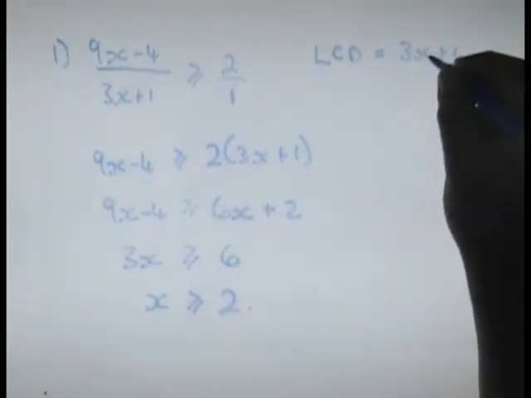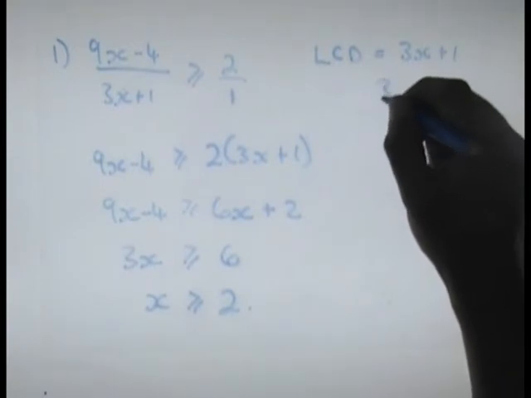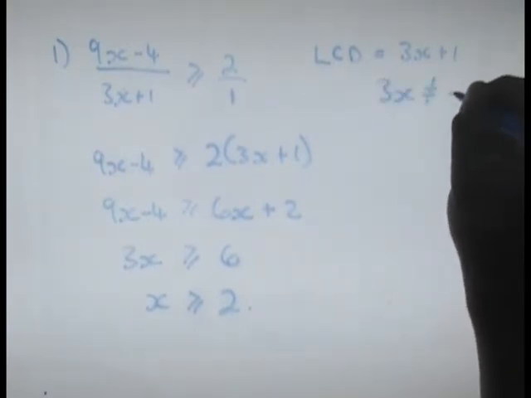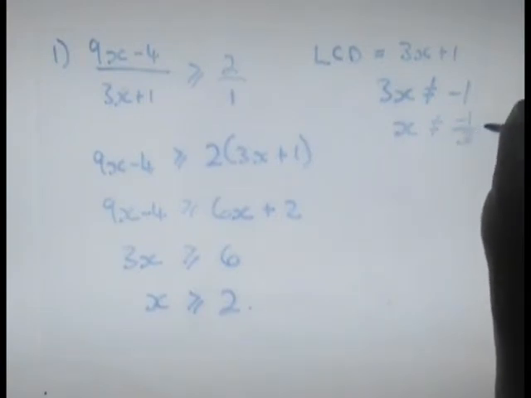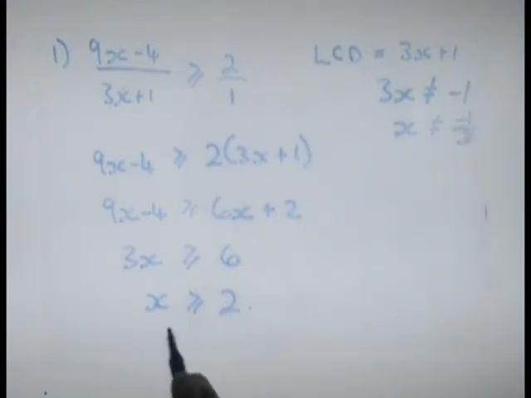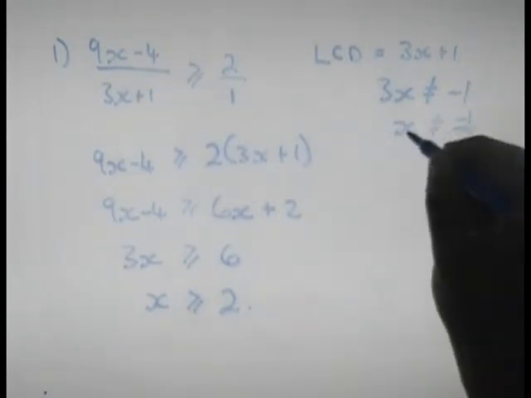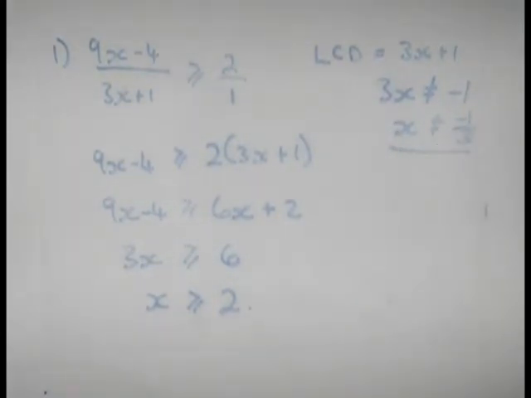Now remember, our LCD was 3x + 1. That means that 3x cannot equal negative 1, so x cannot equal negative 1 over 3. Does this follow that? Yes, it does. It says that x is greater than or equal to 2. Greater than or equal to 2 does not include negative 1 over 3.